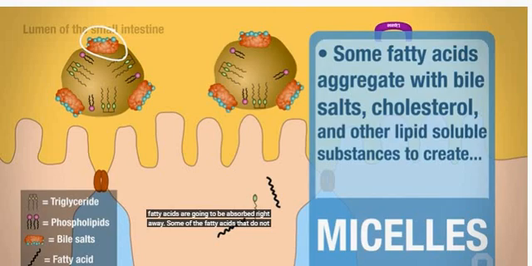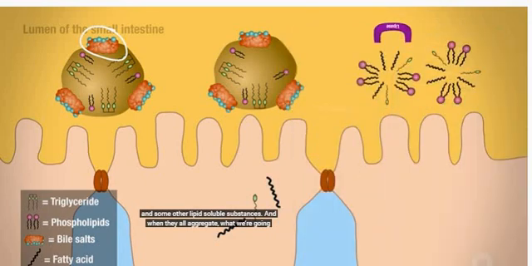What's going to happen with them is they're going to aggregate with bile salts and cholesterol and some other lipid-soluble substances. And when they all aggregate, we're going to call this aggregation a micelle. As your fatty acids get absorbed, and the body needs to start absorbing more fatty acids, the micelle can actually release more products to be absorbed. So the micelle may release this fatty acid and then it may get absorbed. Okay, but that's as the body needs it.